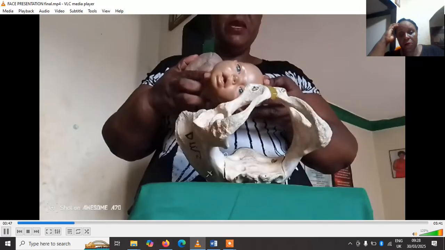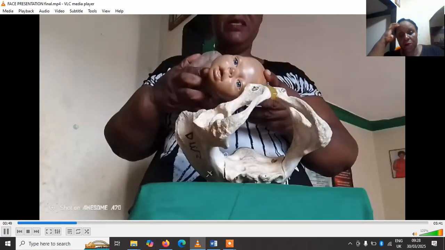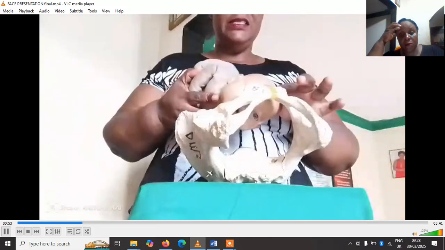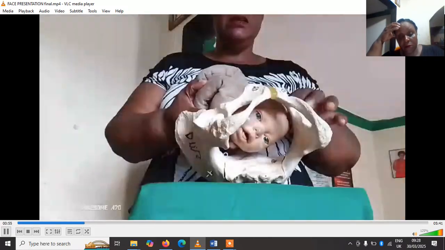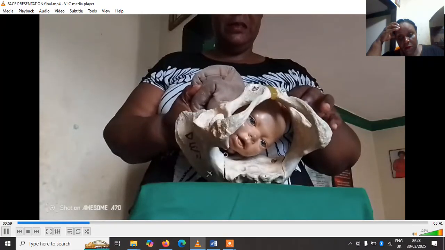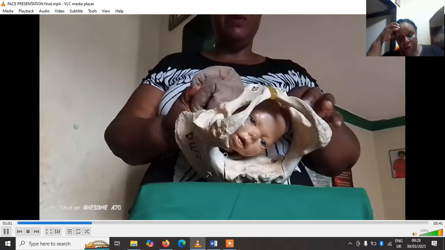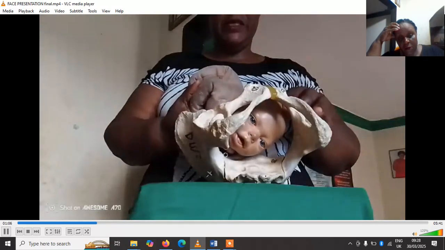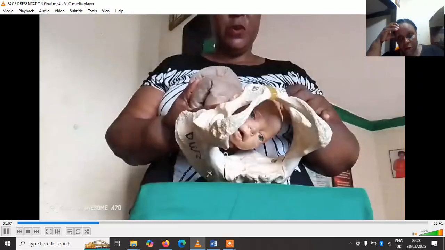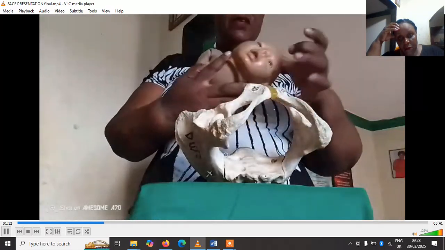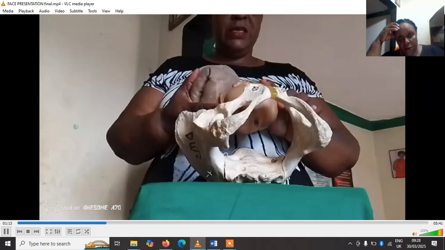When we talk of the submental bregmatic, its distance is 9.5, and it is the distance which is going to enter the pelvic brim in the oblique diameter of the pelvic brim. Remember, the oblique diameter of the pelvic brim is 12 centimeters. Therefore, it will be easy for the 9.5 to enter.